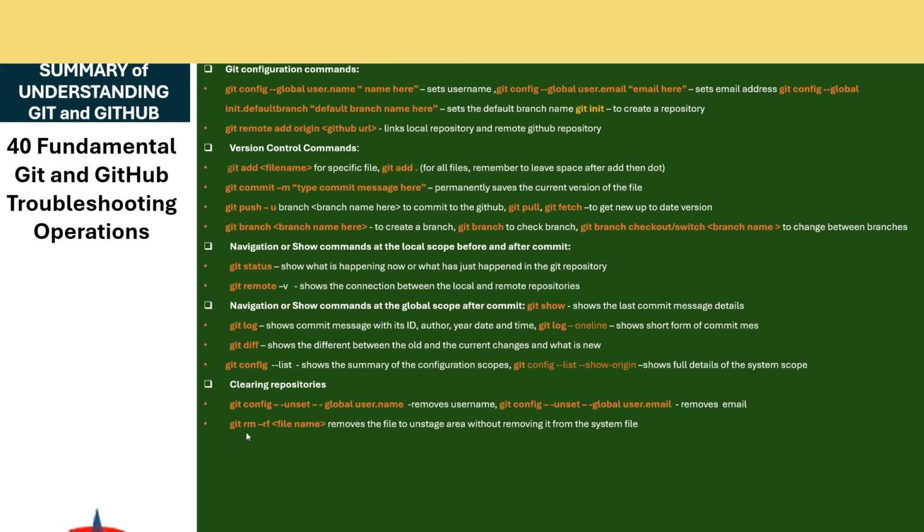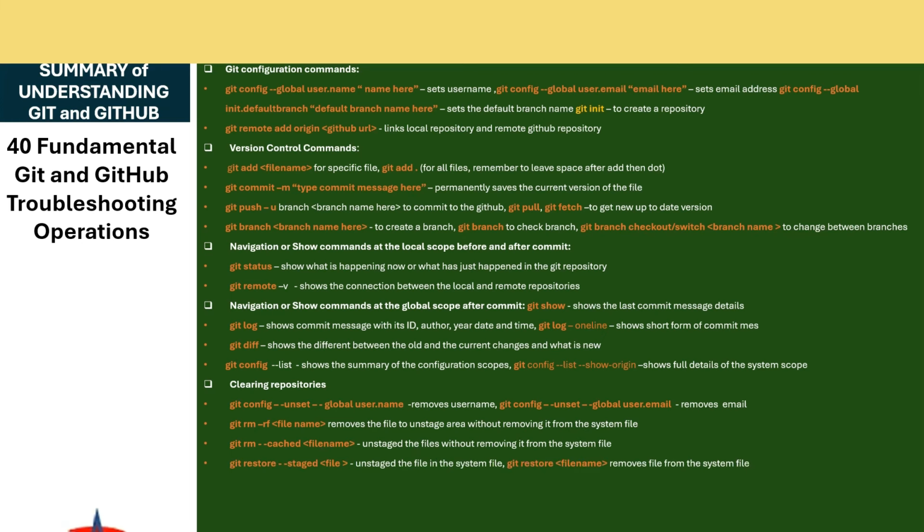But in practice, when you are writing this, you just type git space rm space hyphen rf space then the full file name with the extension, and that will remove the file to unstage area without removing it from the file system. To achieve the same thing, you can use git rm --cached and then the full file name. It unstages the file as well without removing it from the file system.